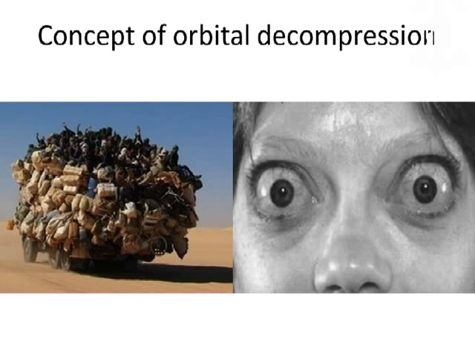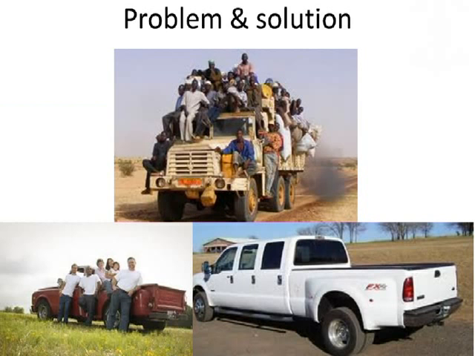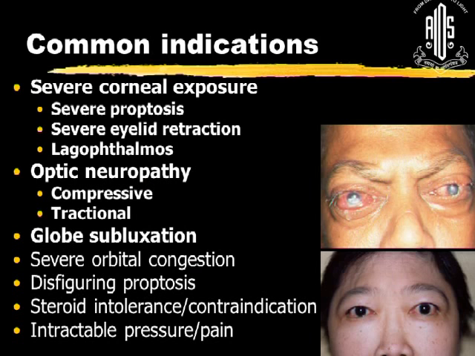The concept of orbital decompression is like a heavily loaded truck. The solution will be either to decompress people, so throw people off the truck, or you build a bigger truck. And that's what we do with orbital decompression. Fat decompression, we are offloading contents of the orbit. With a bone decompression, we are building a larger wall for the orbital contents as well.